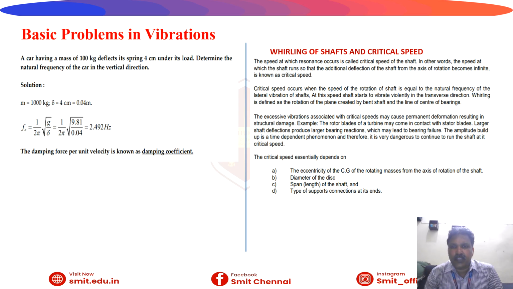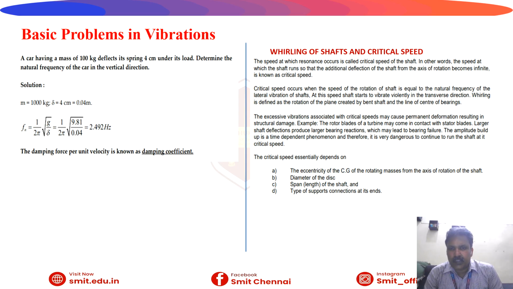Critical speed occurs when the speed of rotation of the shaft is equal to the natural frequency of the lateral vibration of the shaft. At this speed, the shaft starts to vibrate in the transverse direction. Whirling is defined as the rotation of the plane created by the bent shaft and the line of center of bearings. This whirling speed is nothing but due to the bend of the shaft.